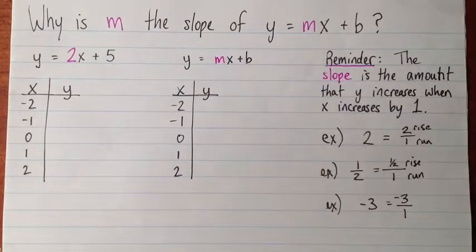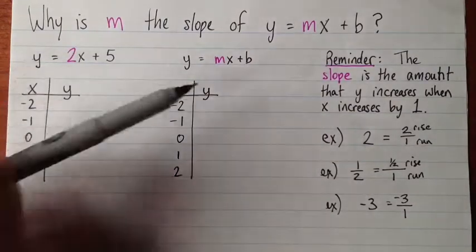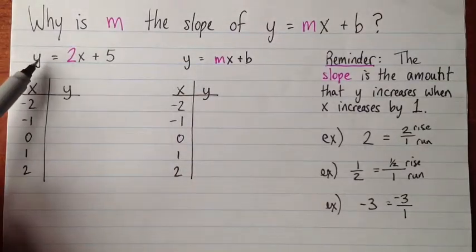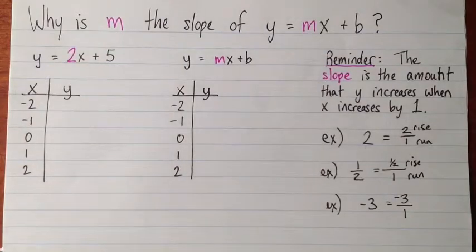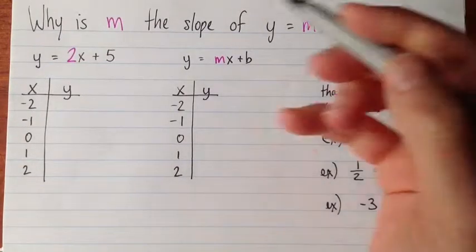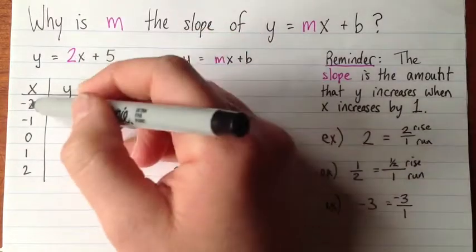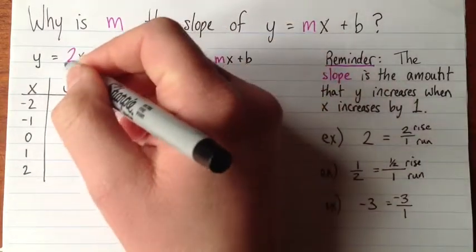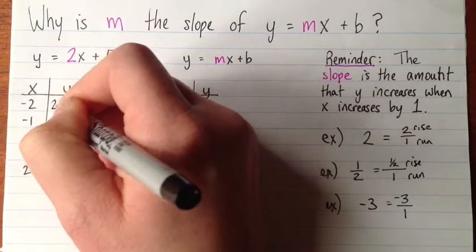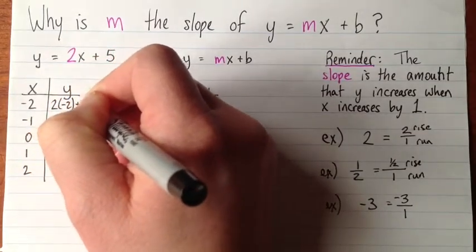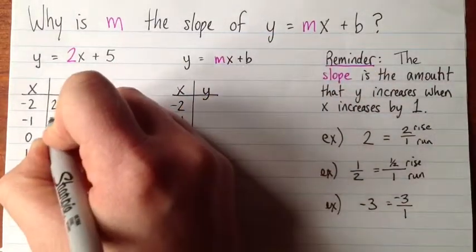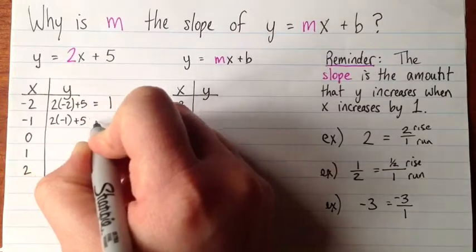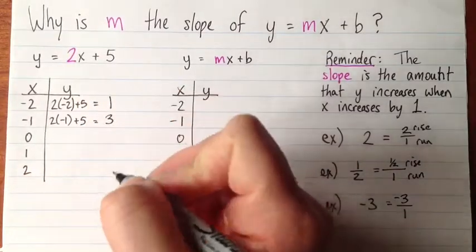So to take a look at why m is the slope of y equals mx plus b, we're going to do one example here, and then we'll look at the general case. Here we've got y equals 2x plus 5. We know from looking at examples that the slope of that is 2. But let's look at y here. I'm going to fill in a table of values for some different x values. If x is -2, my y value is 2 times -2 plus 5, and that's 1. If x is -1, I've got 2 times -1 plus 5, that's 3.